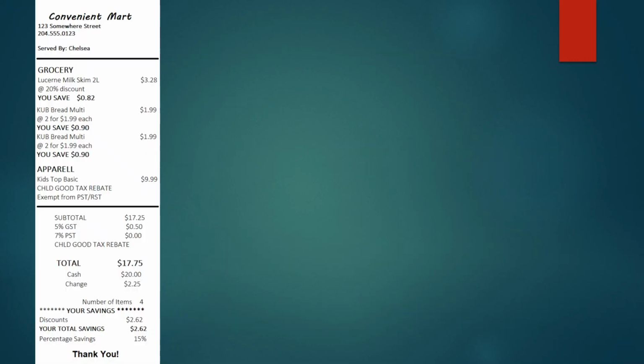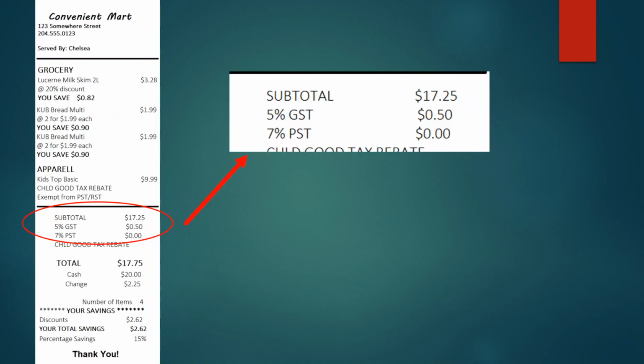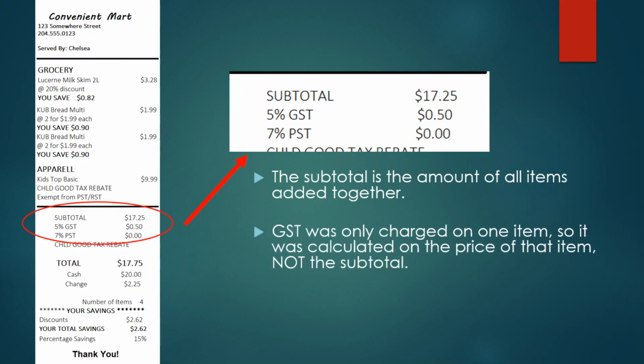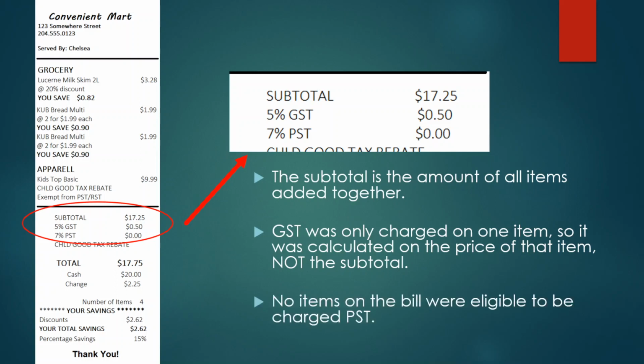Let's look at the receipt again. Here we can see that all of the items on the receipt are added up to make the subtotal. This is not usually the amount the customer pays, however, because the taxes are added on top of this. For example, GST was only charged on one item, so it was calculated on the price of that item, not the subtotal. And it just so happens that no items on this receipt were eligible to be charged PST, so that amount is 0.